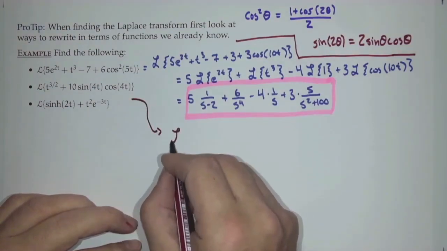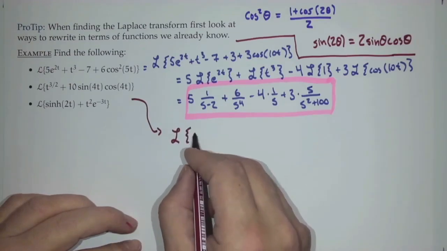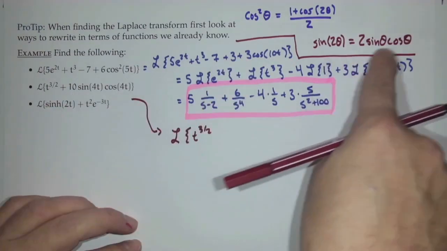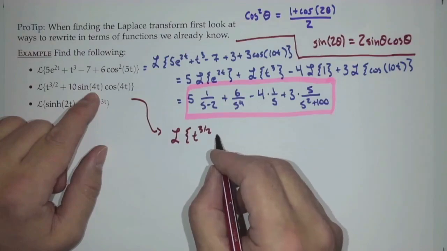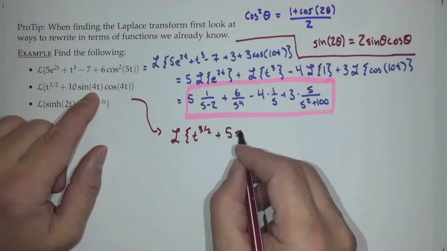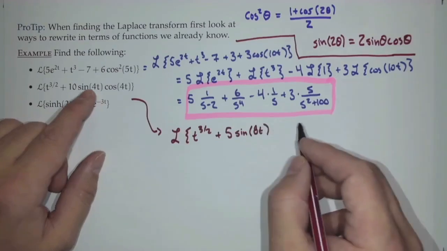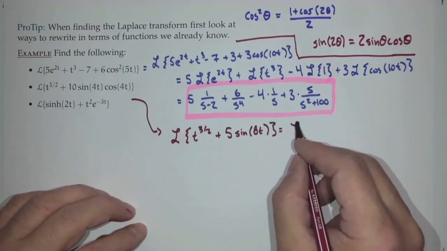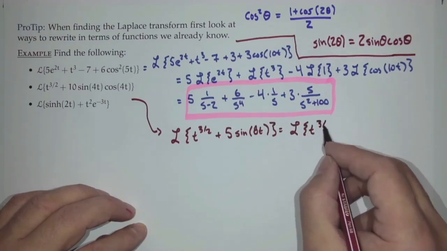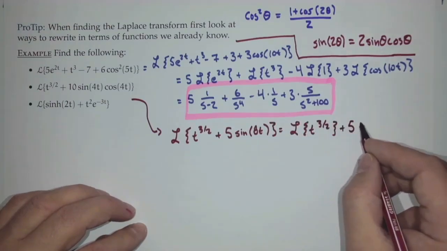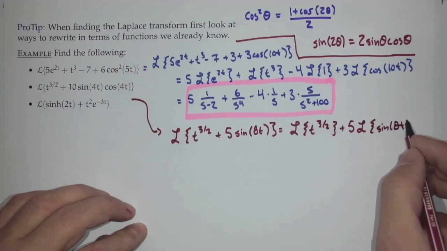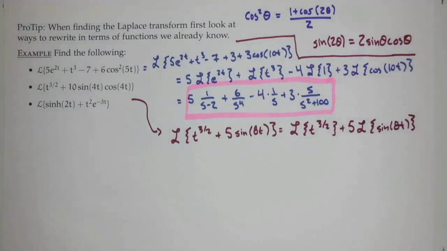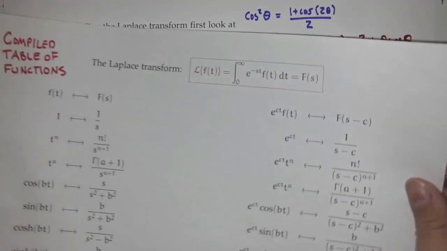So this would be the Laplace transform of t to the 3 halves, and if we apply the identity, what will this become? Five sine of 8t. All right. So again, we can break this up into two pieces. T to the 3 halves plus 5, and doing the Laplace transform of sine of 8t. So this step right here is where we're using the fact that we have something which is nice and linear. Okay, what happens to t to the 3 halves?